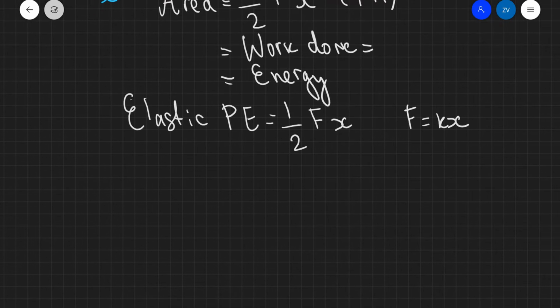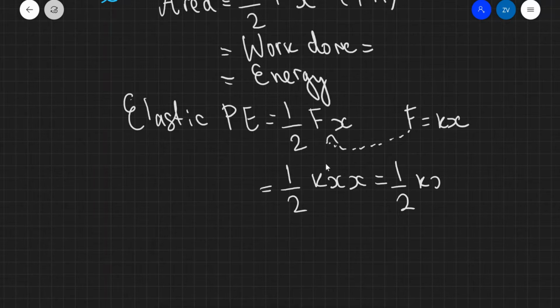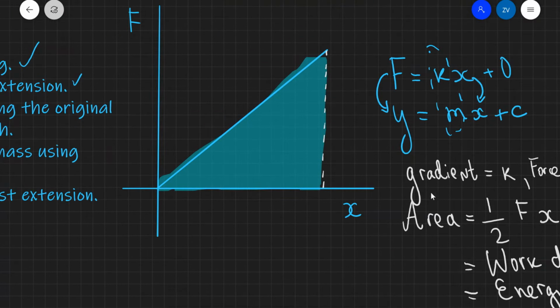So I'm just going to sub that back into the original equation, and what I'm going to get is that elastic potential energy is equal to a half Kx times x, which is equal to a half Kx squared. And those are the two formulas that we know for elastic potential energy. Remember, in an F against x graph, the gradient is equal to the spring constant and the area underneath the curve is equal to the work done, or the elastic potential energy.